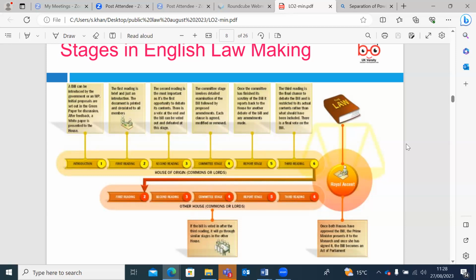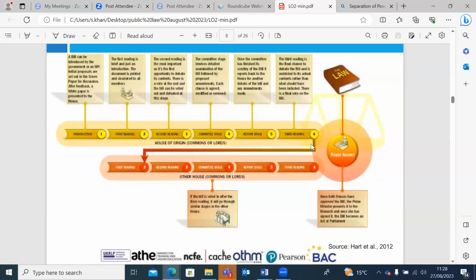So in this one, the bill is represented to the House. A short debate may be held and then a vote on whether it should be accepted or rejected. So then when we look at this, this is the House of Commons or Lords, and then the first reading, second reading, committee stage, report stage, and then the third reading also at the House of Commons or Lords if the bill is voted in. Then it receives royal assent. Once both houses have approved the bill, the Prime Minister presents it to the monarch, and once she has signed it, and at the moment it's the King, the bill becomes an Act of Parliament.